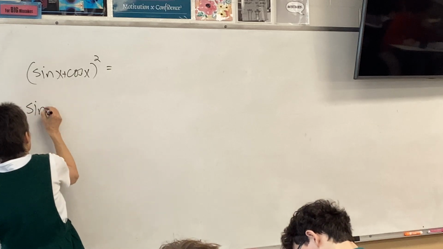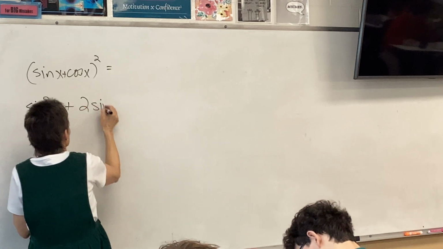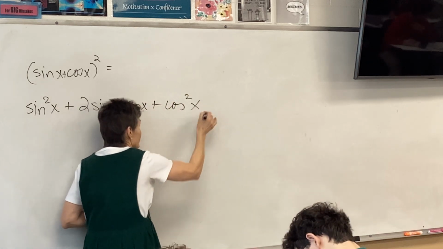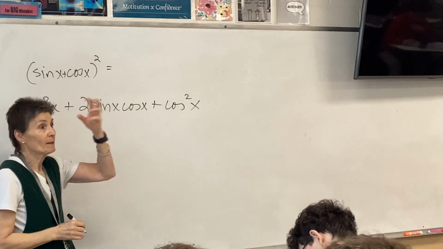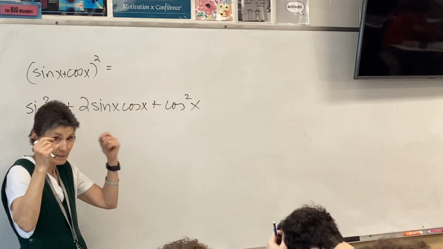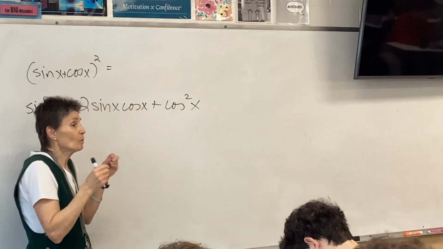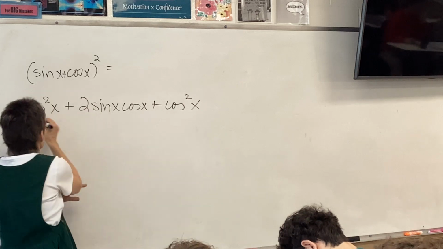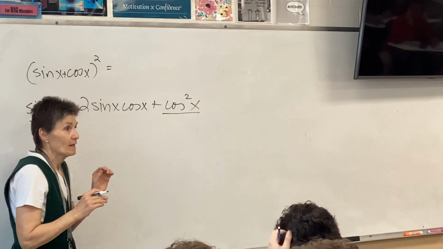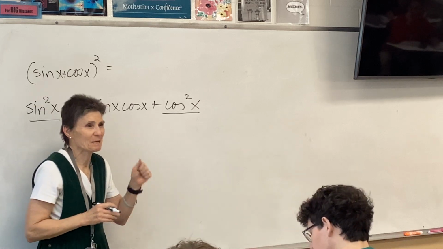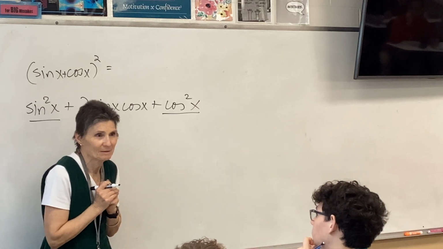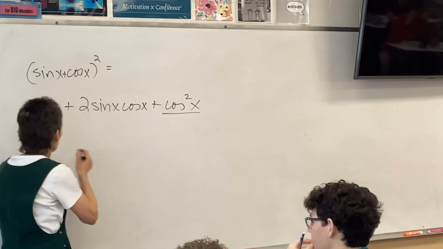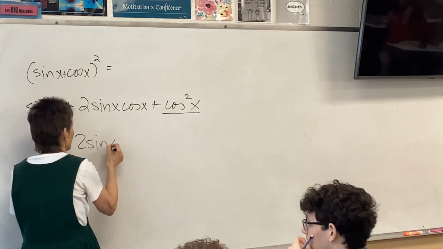FOIL it. So you had sine squared, 2 sine cosines when you did outside and inside, and then cosine squared. Okay, are we zeroing in on this? As you were writing that down, this should stick out at you, if for no other reason than you're visualizing Mr. and Mrs. Passwater walking down the street, right? Sine squared plus cosine squared is 1. So now I have 1 plus 2 sine cosine.